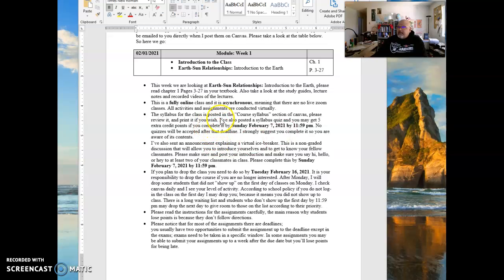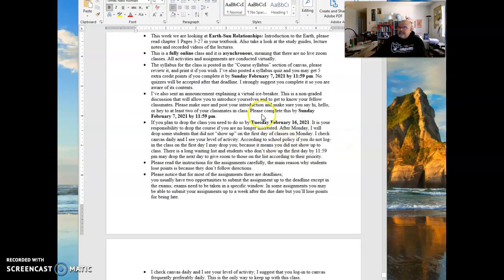The syllabus for the class is posted on the course syllabus section of Canvas. Please review it and print it if you wish. I've also posted a syllabus quiz, and you may get 5 extra credit points if you complete it by Sunday, February 7, 2021 by 11:59 p.m. No quizzes will be accepted after that deadline. I strongly suggest you complete it so you are aware of its contents.